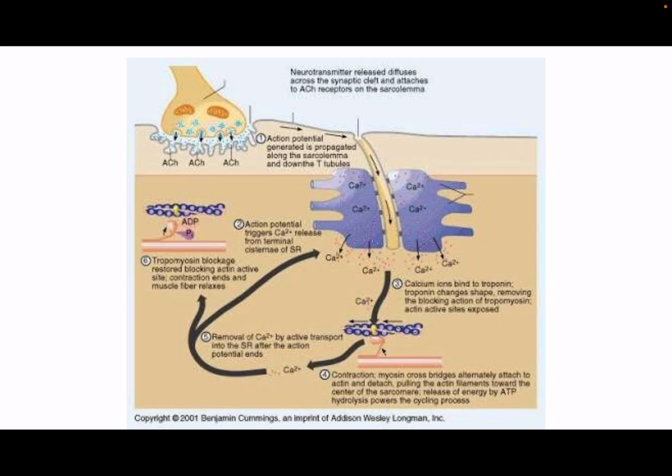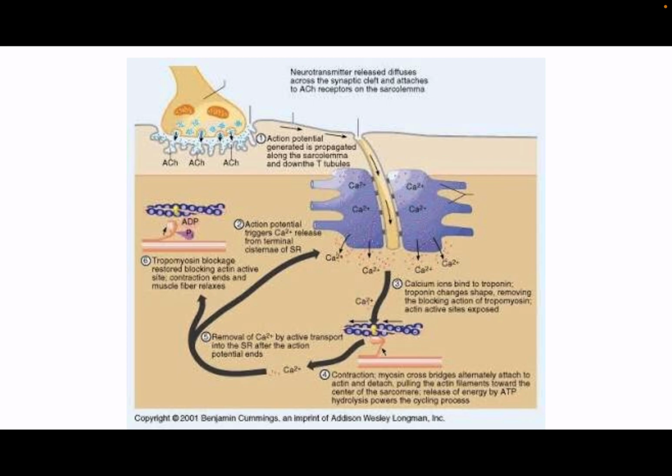Now, if you look at this picture, you see these two purplish, bluish things on the outside of the T-tubule. Those are the cisternae. Those are just a connection to the sarcoplasmic reticulum. So now that signal has gone from the T-tubule and been passed to the cisternae, and then that cisternae transfers that excitation to the sarcoplasmic reticulum.